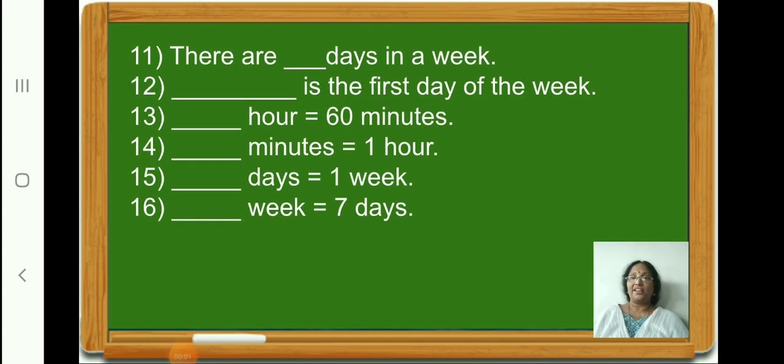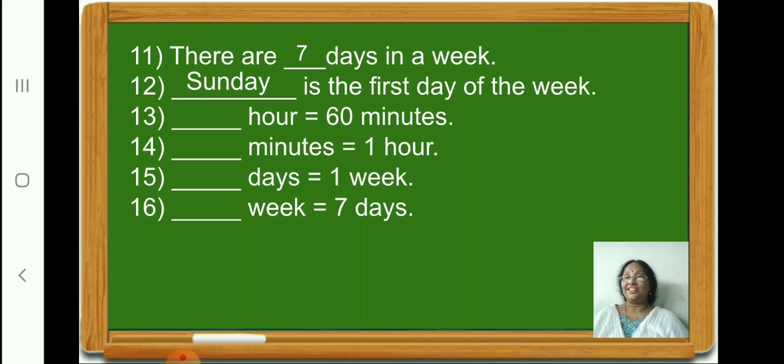Now let us do the 11th one. There are dash days in a week. How many days are there in a week, children? Yes, 7 days. There are 7 days in a week. Now let us do the next one. Dash is the first day of the week. Children, which is the first day of the week? Yes, Sunday is the first day of the week. Now let us do the next one.